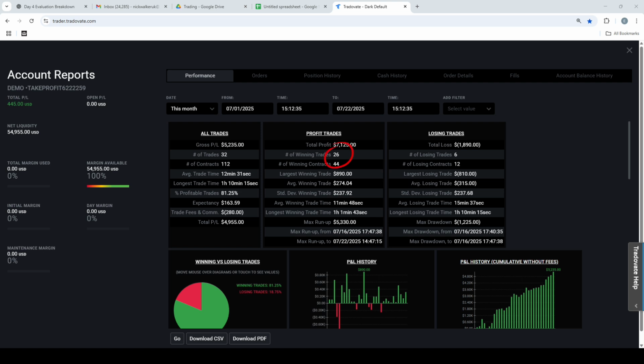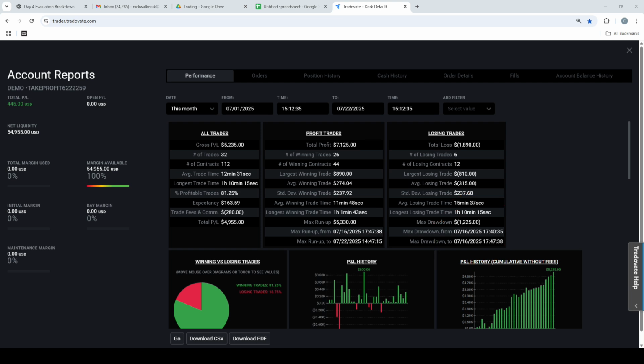The biggest winning trade was $890. With the average win coming in at $274 and the average duration just under 12 minutes. On the losing side, there were 6 trades totaling a loss of $1,890. The largest loss was $810, with an average loss of $315 and similar time exposure to the winners. The maximum drawdown was $1,225, experienced on July 16th.